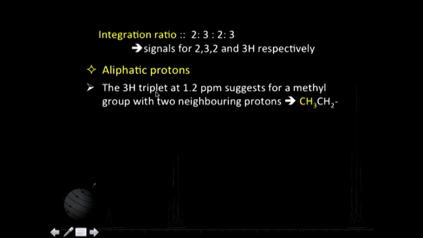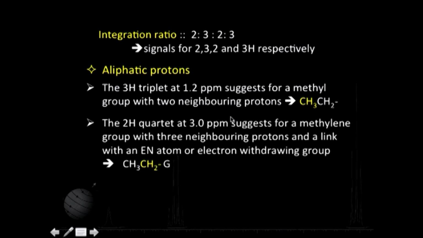What does it indicate? This indicates that the 3 proton means it is a methyl group, a triplet means there are 2 neighbors, and the location of 1.2 ppm, which is very straightforward, shows that it is an aliphatic proton, and we suspect it to be a CH3 attached to some CH2, a methylene group, which is causing this signal over there. Second, we got a 2 proton quartet at 3 ppm.